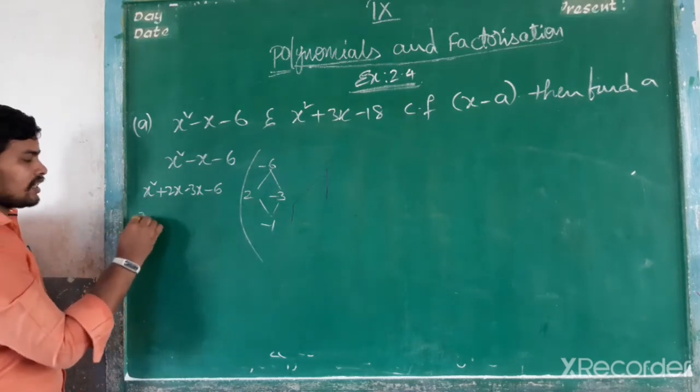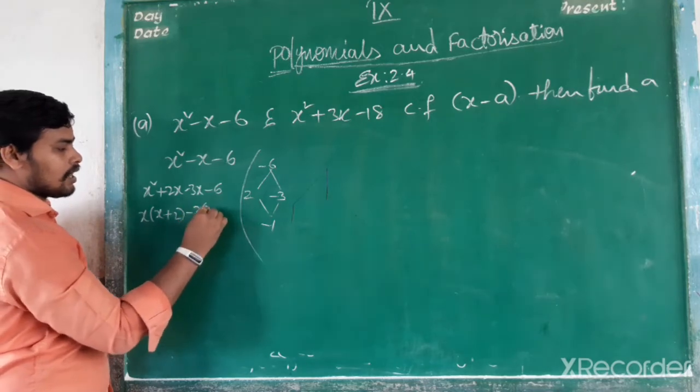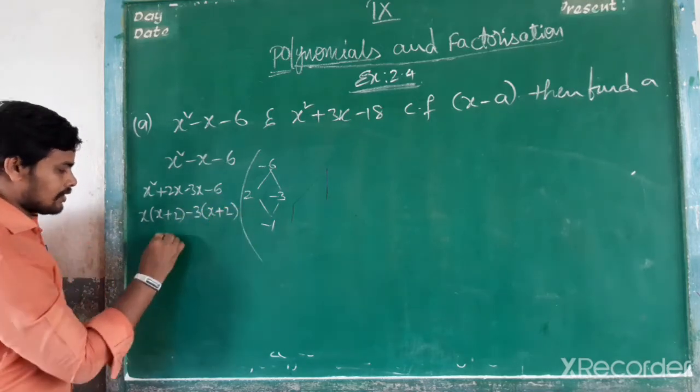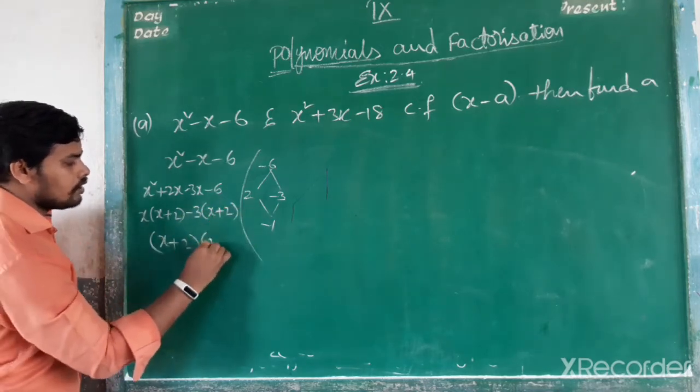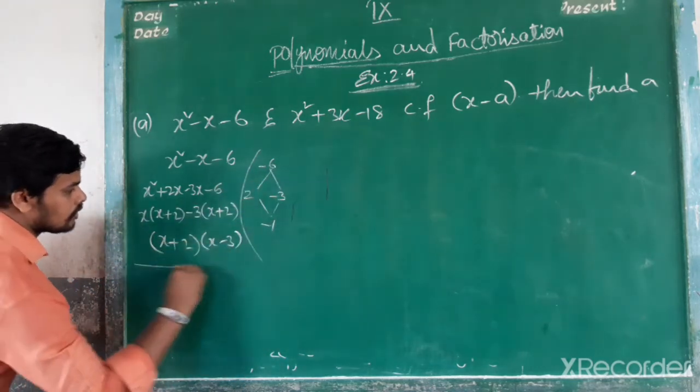What is the common factor here? x. So x plus 2. What is the common factor here? Minus 3. So x plus 2, x minus 3. Okay. Next, move on to the next one.